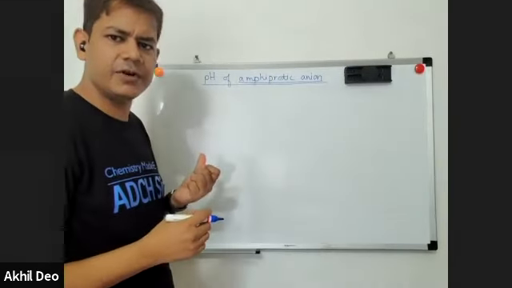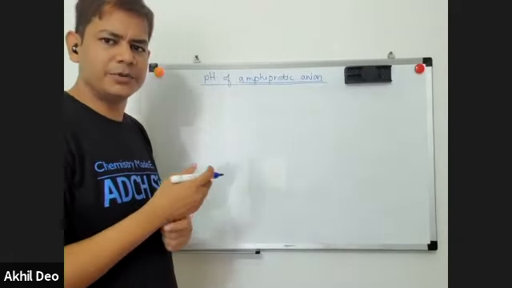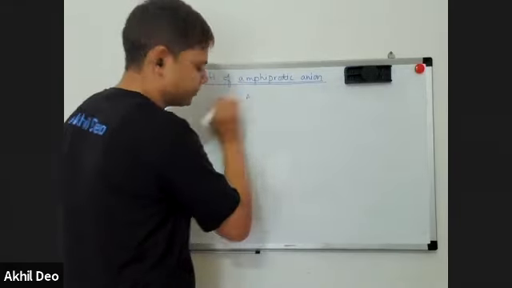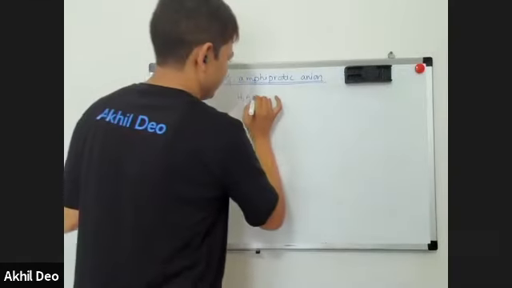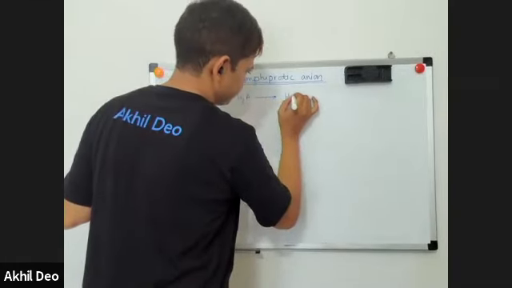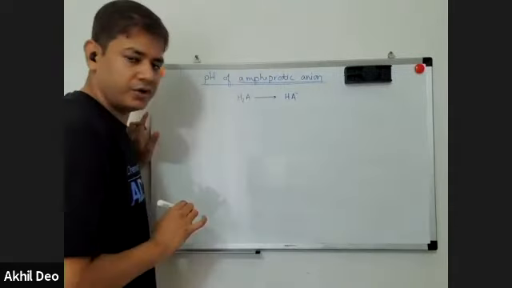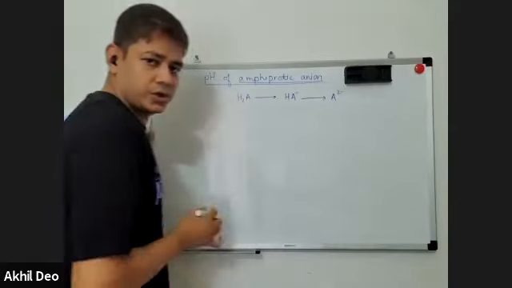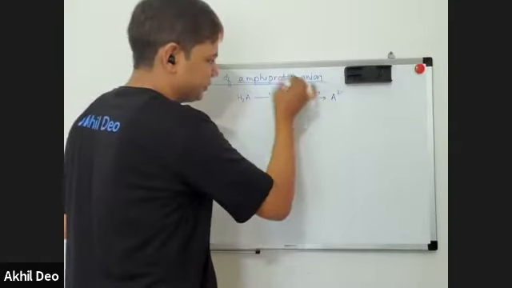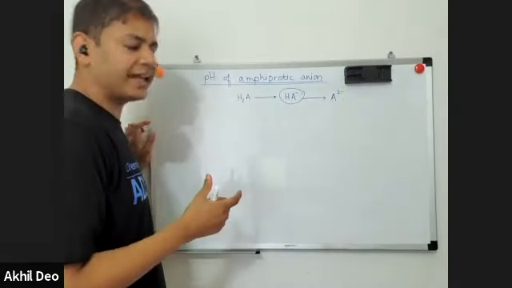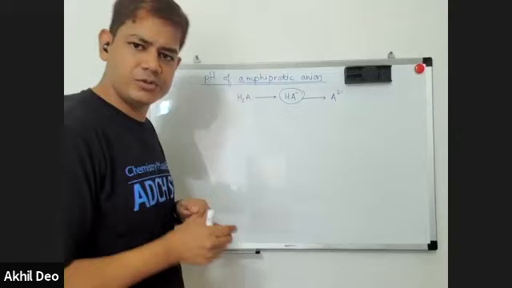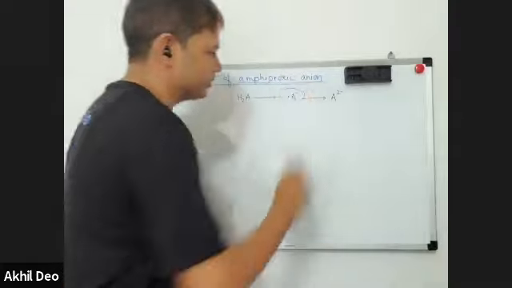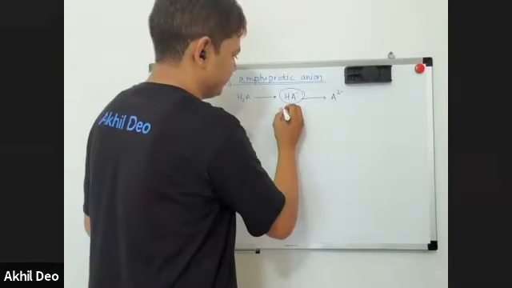Amphiprotic anions are anions formed by ionization of polyprotic acids. Let us consider a diprotic acid H2A. On first ionization, it produces HA minus. On second ionization, it produces A2 minus. It's the HA minus that is amphiprotic. Amphiprotic can gain a proton, can lose a proton. HA minus can gain a proton to form H2A. HA minus can lose a proton to form A2 minus. So HA minus is amphiprotic.